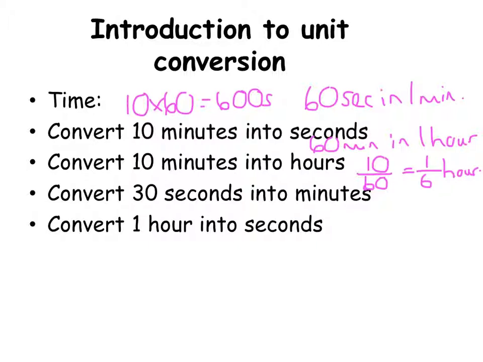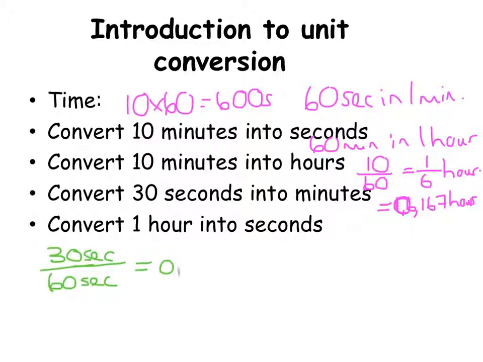And if I needed to check that and I wanted to put it into decimals for some reason, I would just punch in 1 divided by 6 on my calculator, and I get 0,167 hours. If I have to convert 30 seconds into minutes, I do exactly the same thing. I take my 30 seconds and I divide it by 60 seconds, because then I land up with how many minutes I've got altogether, and I have 0,5 minutes. We all know that 30 seconds is half a minute. So it makes perfect sense, and we can just divide through.